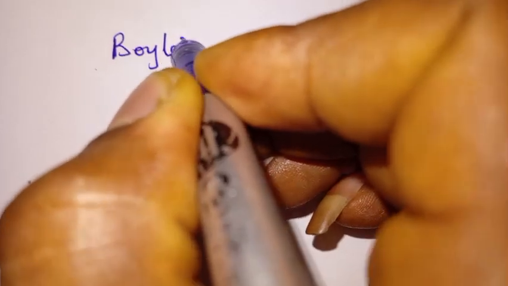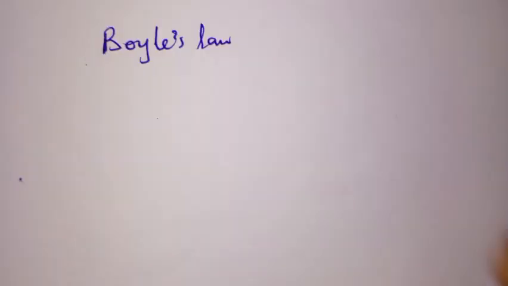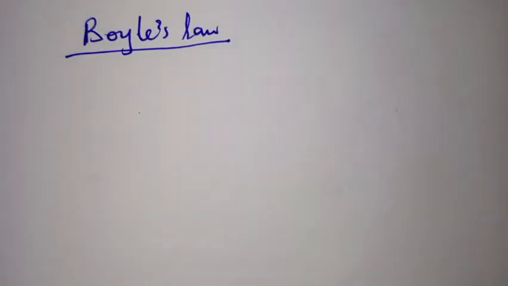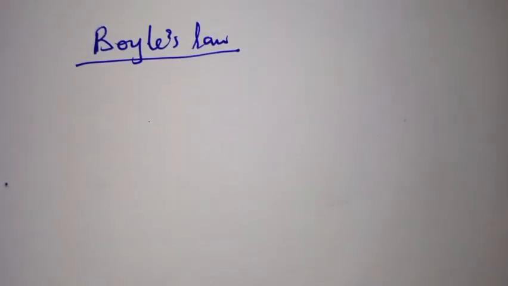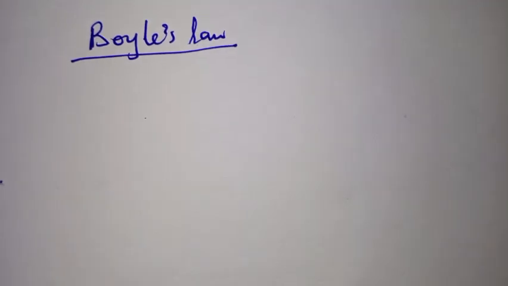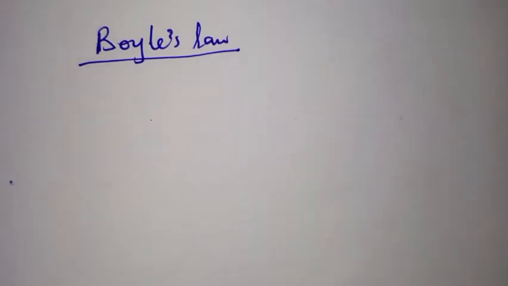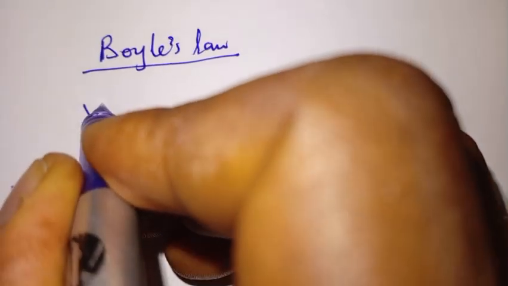Boyle's law. Now, what is Boyle's law? Boyle's law states that the volume of a fixed mass of gas is inversely proportional to its pressure. I repeat, the volume of a fixed mass of gas is inversely proportional to its pressure, provided the temperature is kept constant. So mathematically, we can say V varies inversely as what?